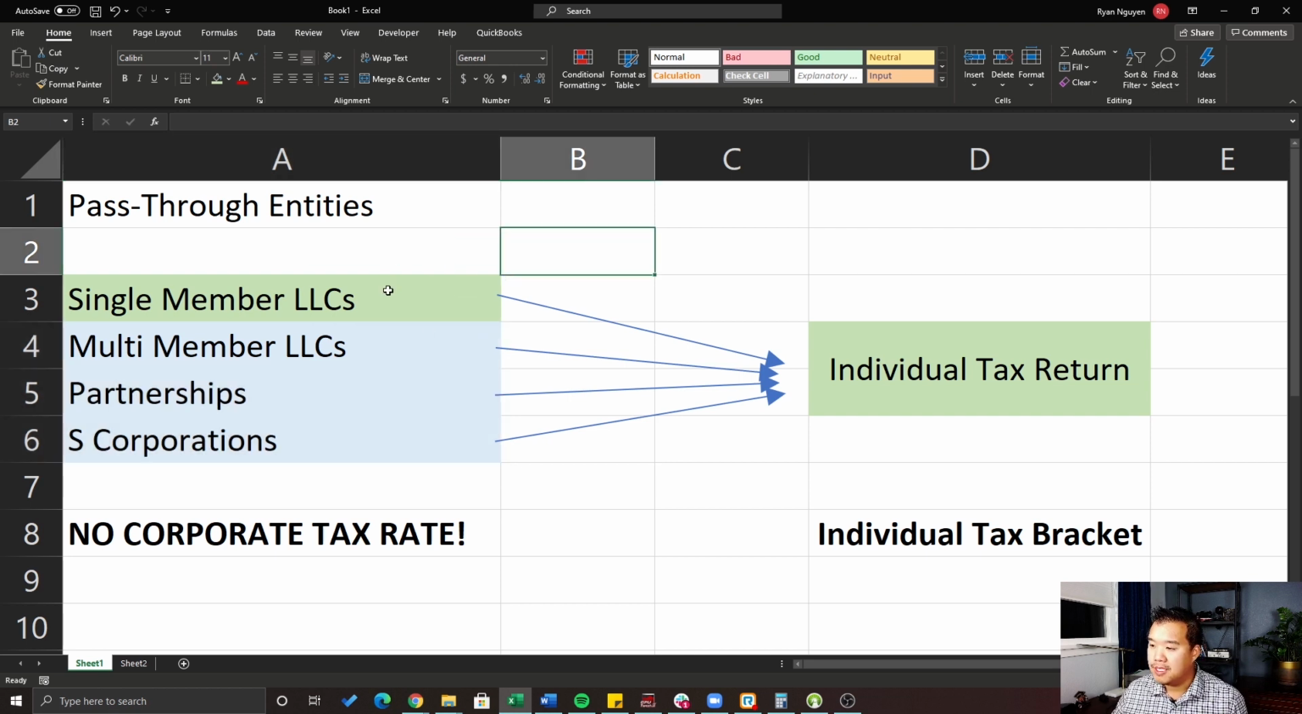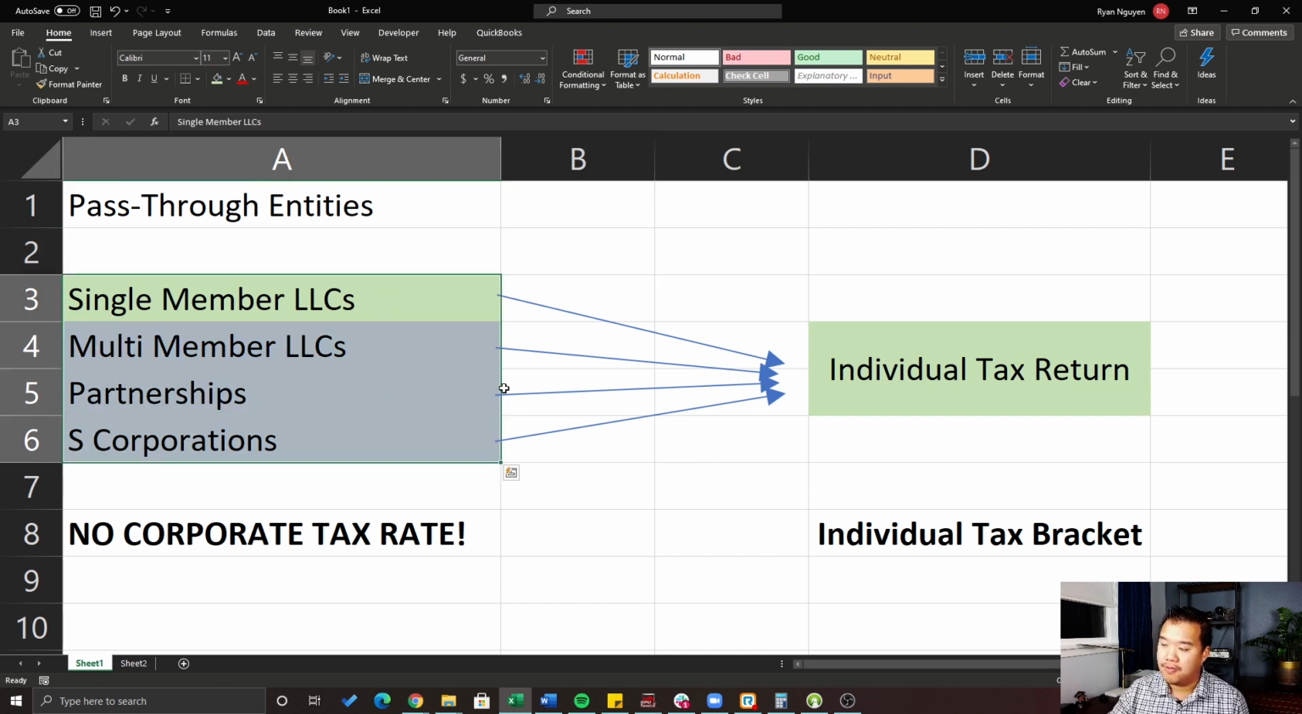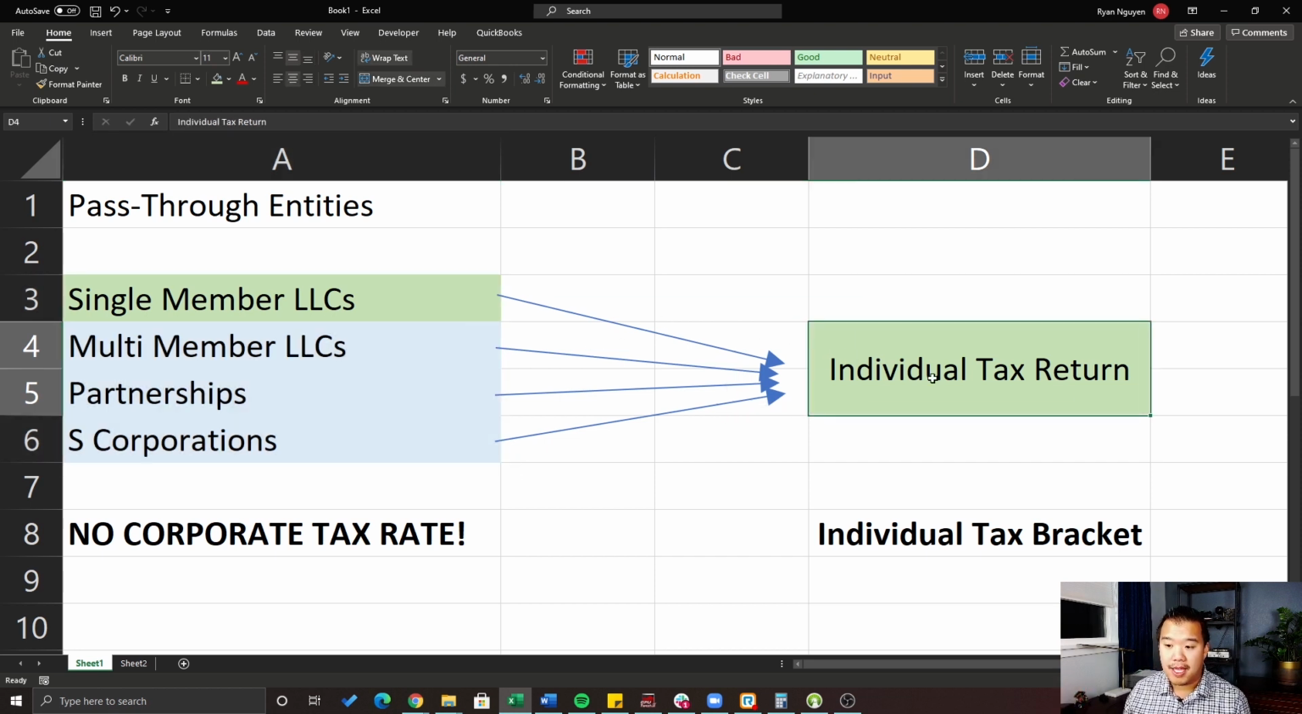What all these entities have in common is that the income of these entities will flow to the personal tax return, and on that tax return is where you would pay taxes on the income of these businesses. The taxes there will be calculated based on your individual tax bracket, which I also explained in the previous video. The one entity you don't see here is a C corporation. A C corporation is typically a larger company that sells stock. Most publicly traded companies are C corporations. Those entities pay their own taxes and get their own corporate tax rate. I'll talk about that in a second.